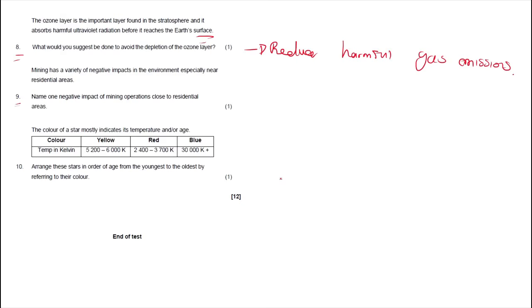And then question 9 says, name one negative impact of mining operations close to residential areas. One negative impact would be land damage or pollution. So pollution would be a problem. This is the negative impact: pollution and land damage.